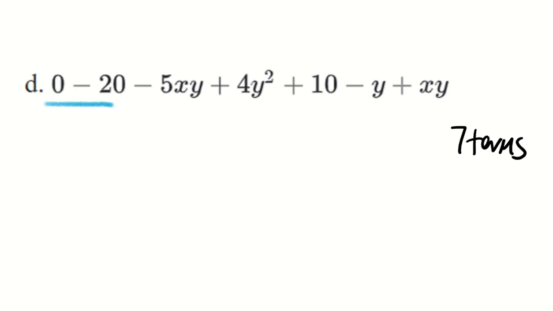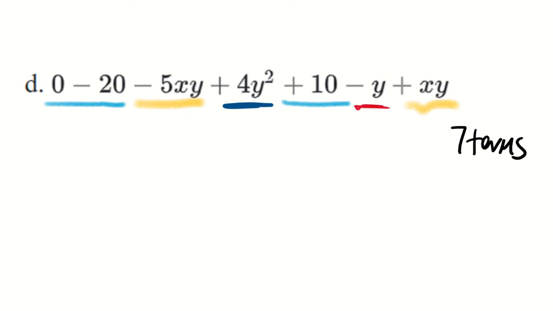I see a 0 and a -20, and I see a +10. Those are all like terms. Those are just unit tiles. There is a negative 5xy, and there is a positive xy, just one of them. Also, we have a 4y squared, and we have this little negative y all by itself.